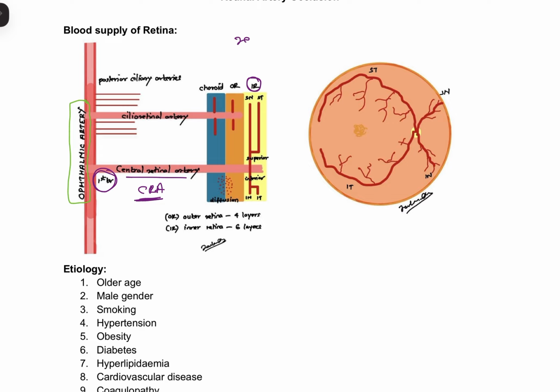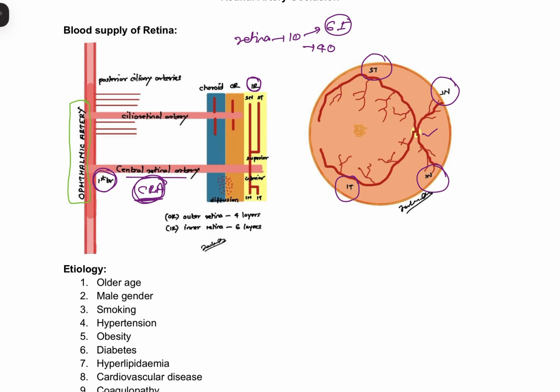If you take the retina, the retina has 10 layers. You divide the 10 layers into 6 inner layers and 4 outer layers. The 6 inner layers are supplied by your central retinal artery. After entering your retina, the central retinal artery divides into the supranasal branch, supratemporal branch, inferotemporal branch and inferonasal branch.